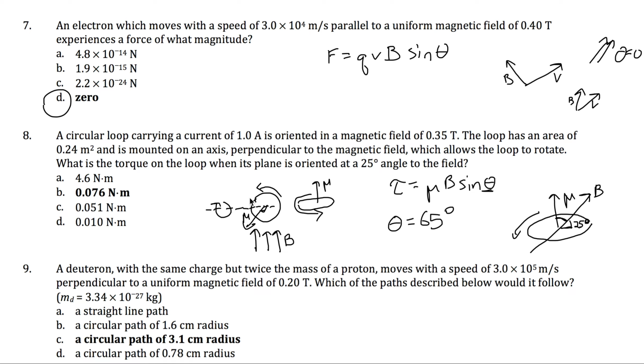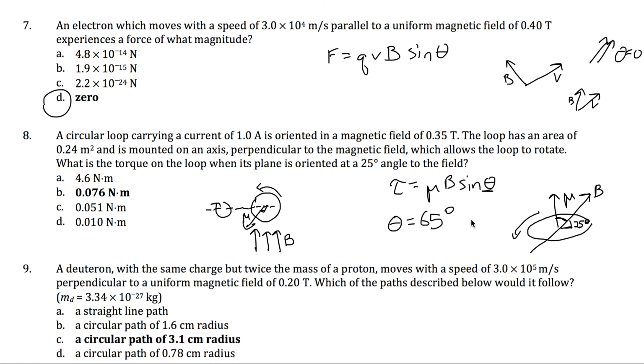So it doesn't matter that I drew it like this over here. The point is that if you're given the angle between the plane and the field, well, mu is always perpendicular to the plane. So that means that the angle that you really need is going to be 90 minus that angle. So you really have to pay attention to which angle you're given. And once you have that, then it's just plug and chug. But of course, one of the answer choices here will be where you use 25 degrees instead of 65 degrees.